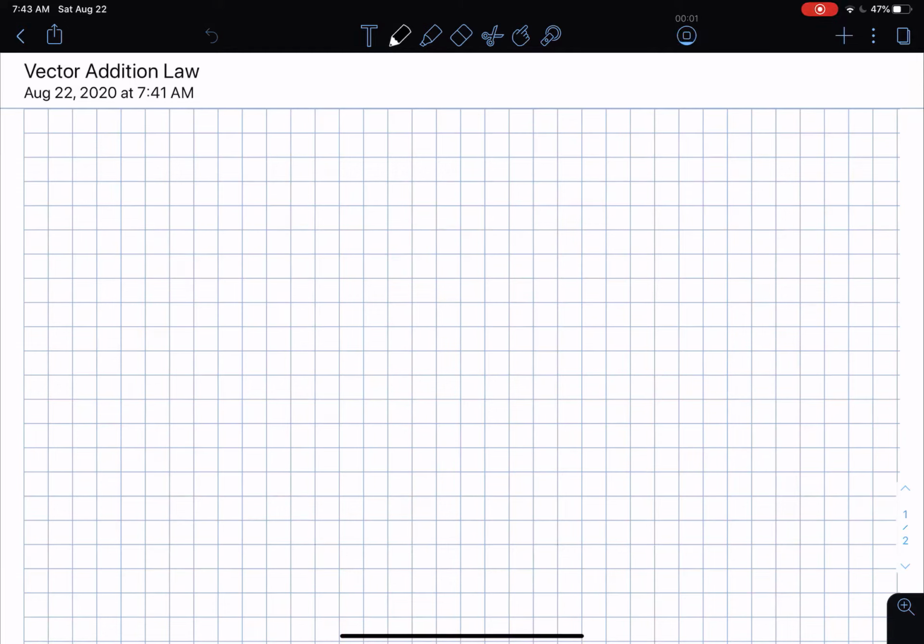Hello everyone. In this concept talk, we will be looking at vector addition rules or vector addition laws. The question is, how do I add two vectors up? There are typically two laws that help us. One is called the triangle law of addition, and the other is the parallelogram law of addition.